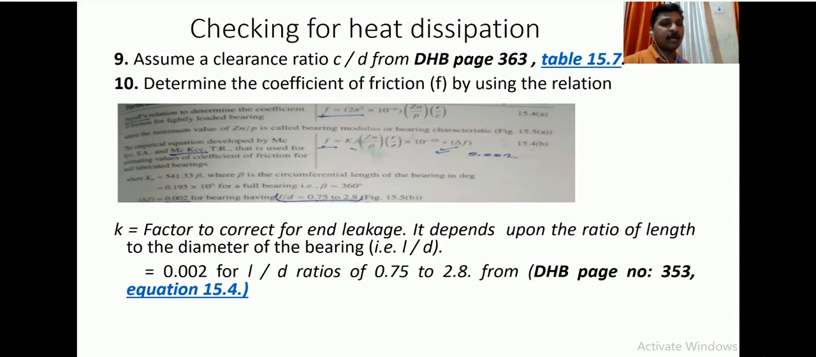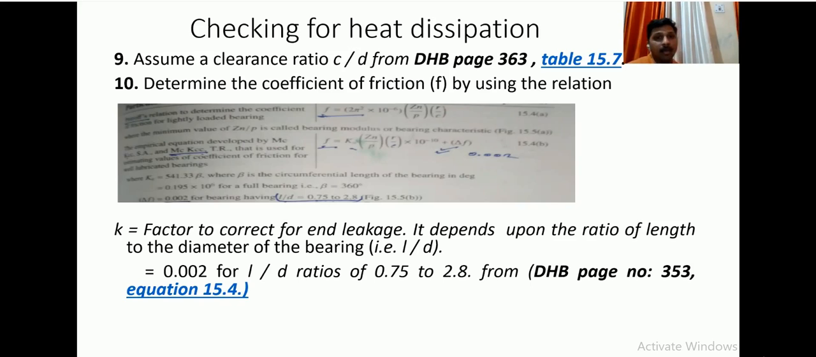I have written down here C by D, that is the diameter clearance ratio. It is the same as given in your data book, that is the radial clearance ratio, because here the C is the difference between the diameter of the bearing and the diameter of the journal. And if we are talking about the radial clearance ratio, there we were taking the difference between the radius of the bearing and the radius of the journal. So the C by D is the same as the C by R.